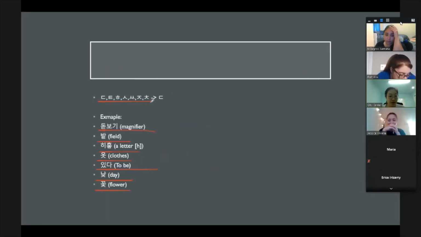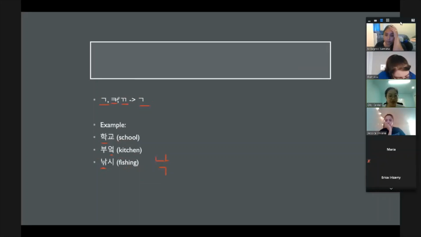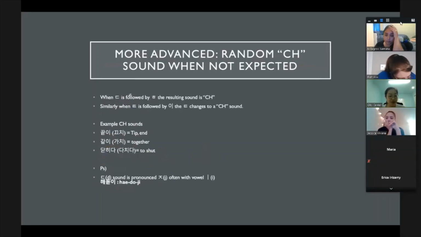Whenever you have all of these, it will change to tigut. And then there are more advanced rules. This one is more advanced. I will make sure you know this one before you go on. I'm just going over it because someone mentioned it.